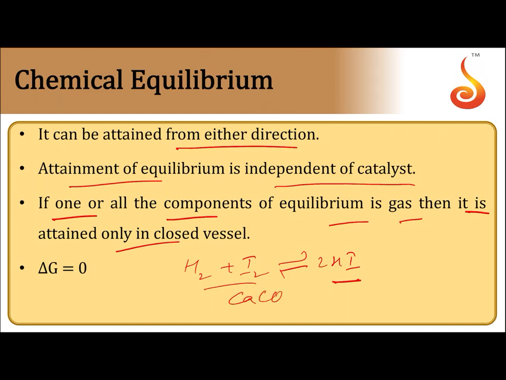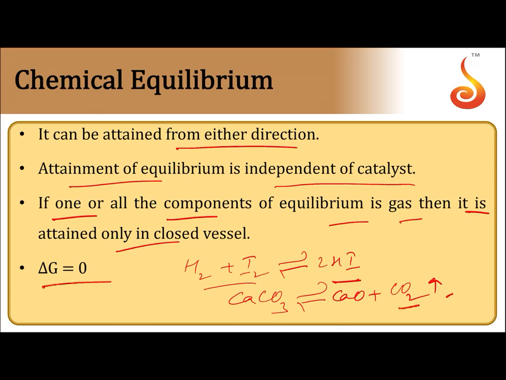Suppose we take a reaction between calcium carbonate in equilibrium with calcium oxide plus carbon dioxide. When you take this equilibrium reaction in an open vessel, the carbon dioxide gas escapes and thereby the backward reaction cannot take place because one of the products is not there. In such a case, we cannot attain equilibrium because one of the components escapes into the atmosphere. So if one or more components of an equilibrium system are gaseous, we cannot attain equilibrium in an open vessel, only in a closed vessel.